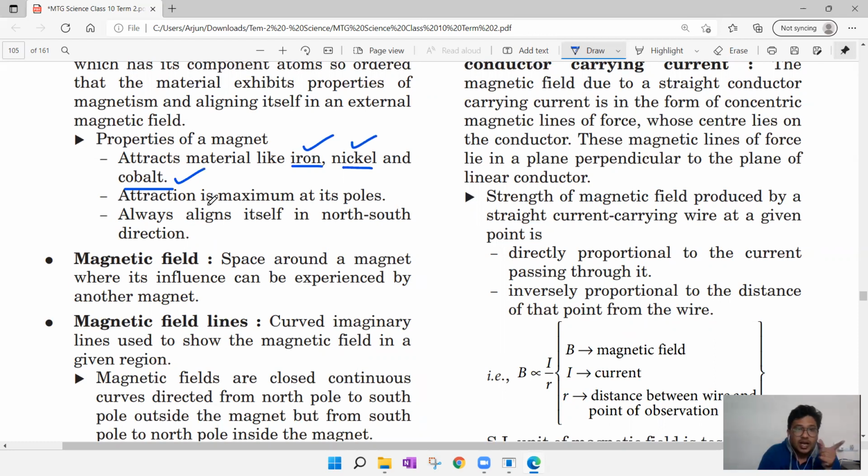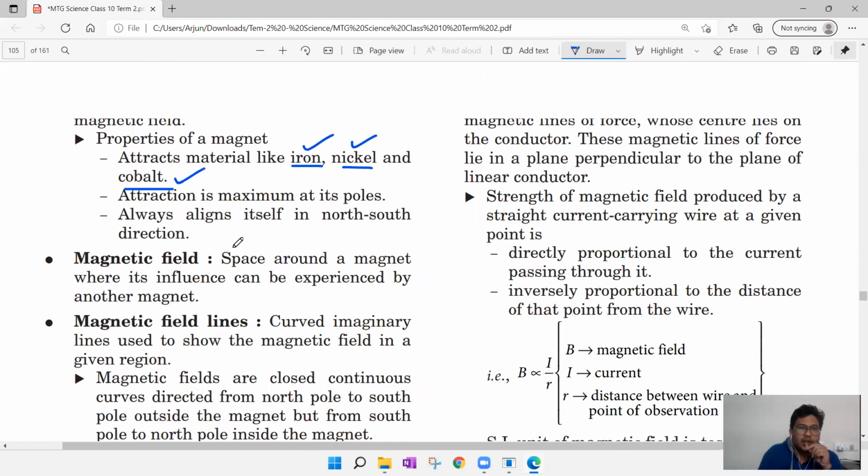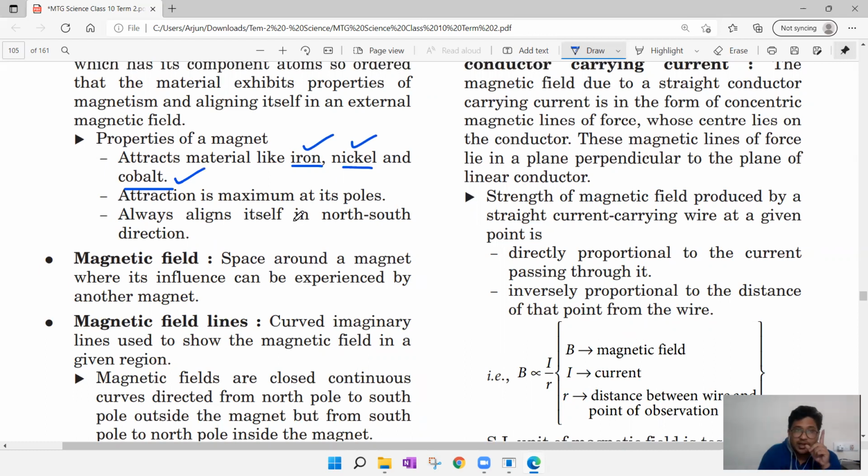Second property, attraction is maximum at poles. Why attraction will be maximum at poles? That we'll discuss by observing this diagram. And attraction will be very minimum at the center of the magnet. That also you have to understand. So attraction is maximum at poles, north and south. Magnet has two poles, north pole and south pole.